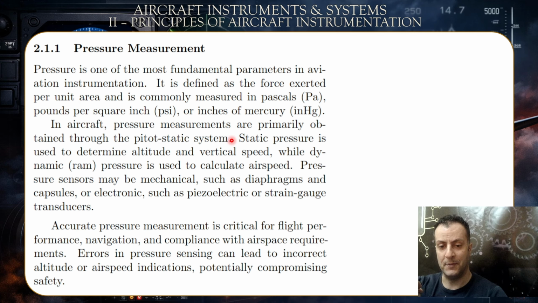Now, in aircraft, pressure measurements are primarily obtained through the pitot-static system, the pitot tube and the pitot-static system. Static pressure is used to determine altitude and vertical speed, VSI, while dynamic pressure, which is the ram air going through the pitot tube, is used to calculate the airspeed, the speed of the airplane.